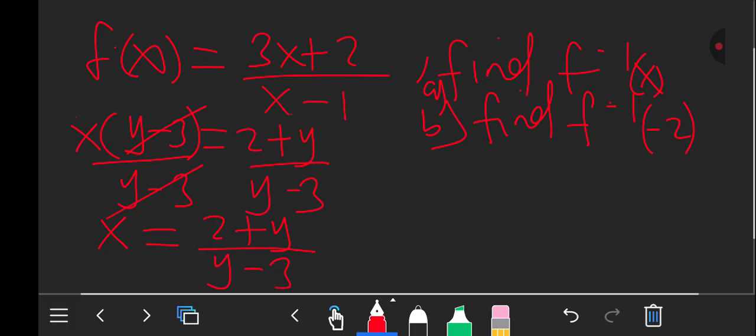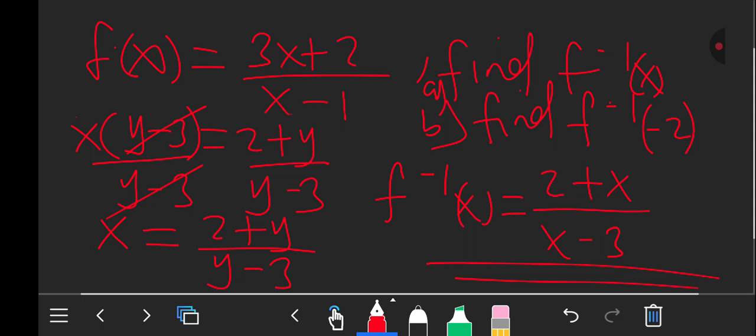The next thing I'm going to do here is to substitute, where there is y, I'll substitute x. So my f inverse of x will be equal to 2 plus x over x minus 3. I've just replaced where there is y, there and there, replaced back the x. So this is my f inverse of x.